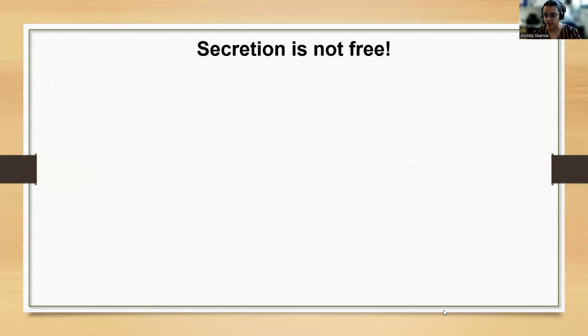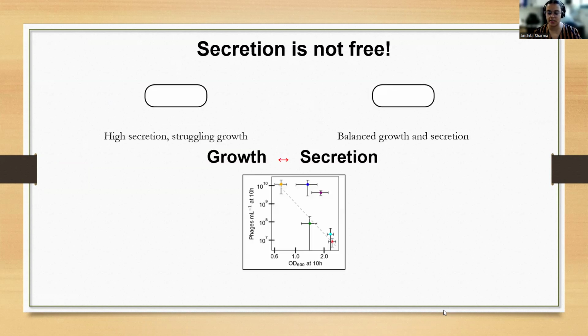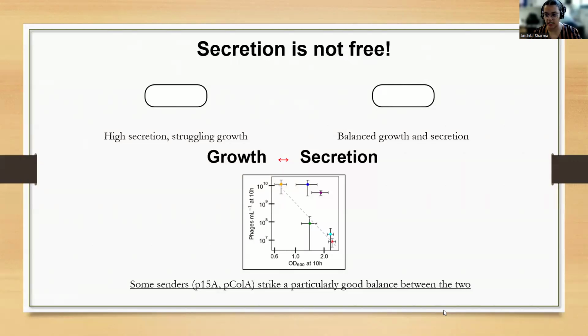But high output isn't free. The highest secretors tend to grow the worst because packaging and exporting DNA costs the cell resources. Two of our variants, P15A and pColi, break that pattern. They secrete a lot and grow well, making them strong choices when you need efficient broadcasting.